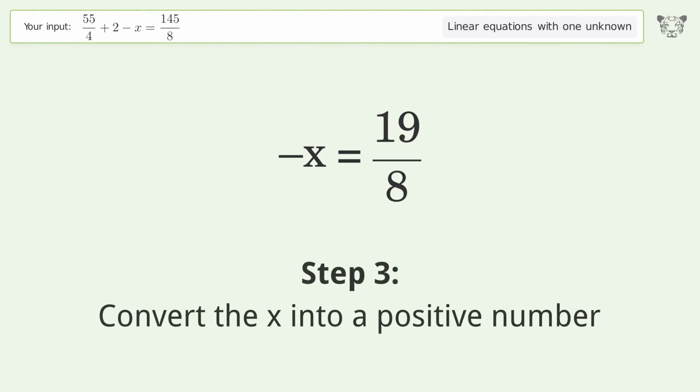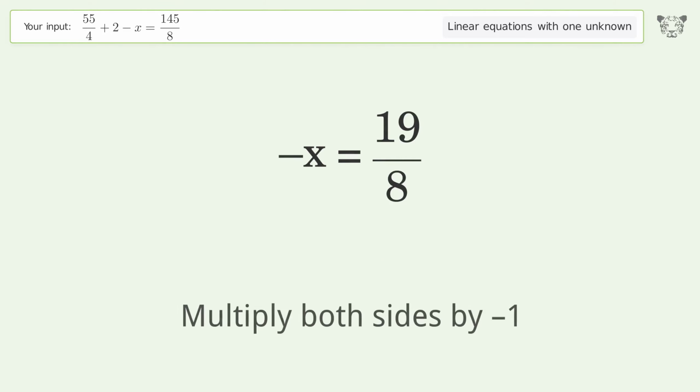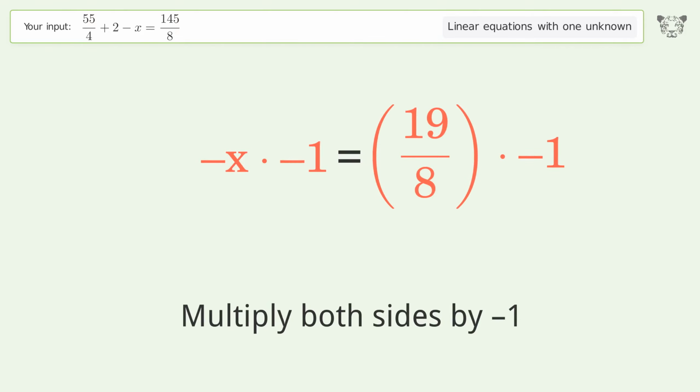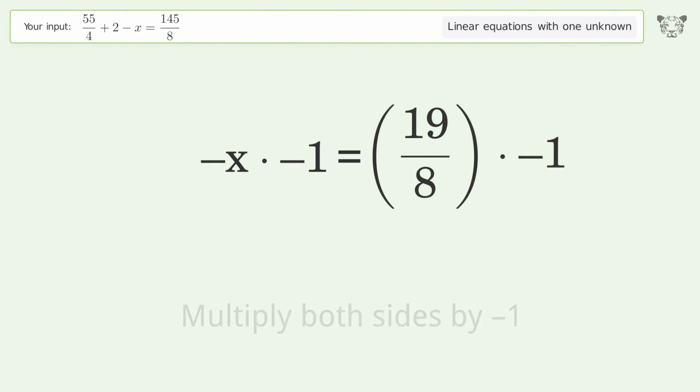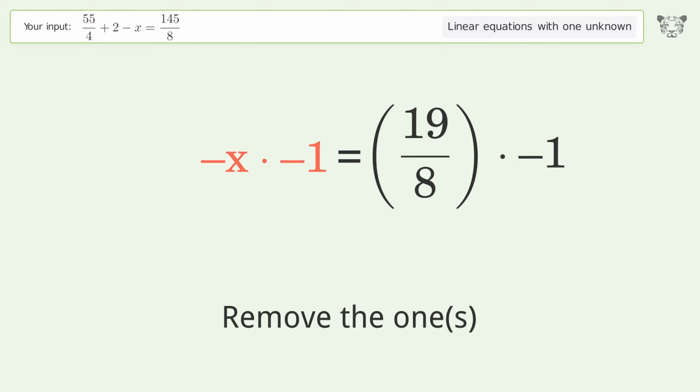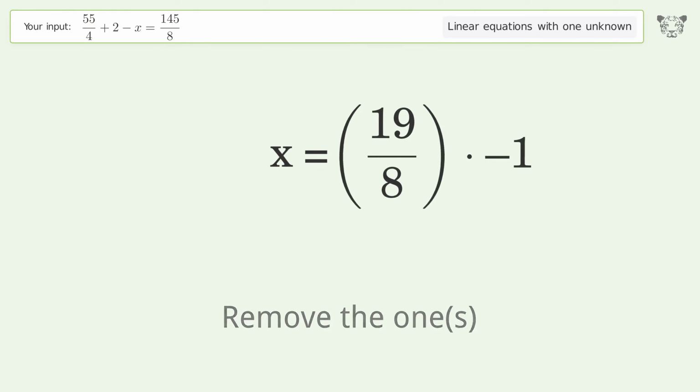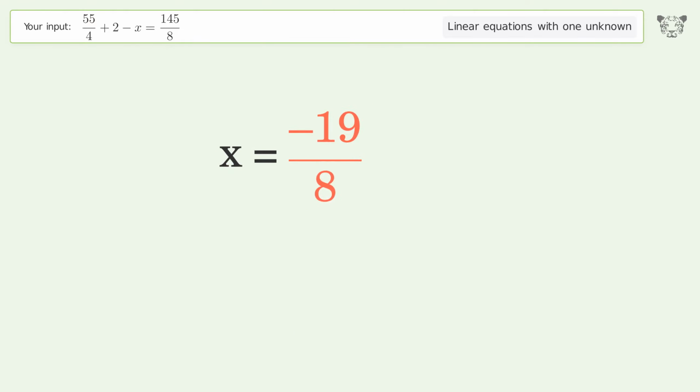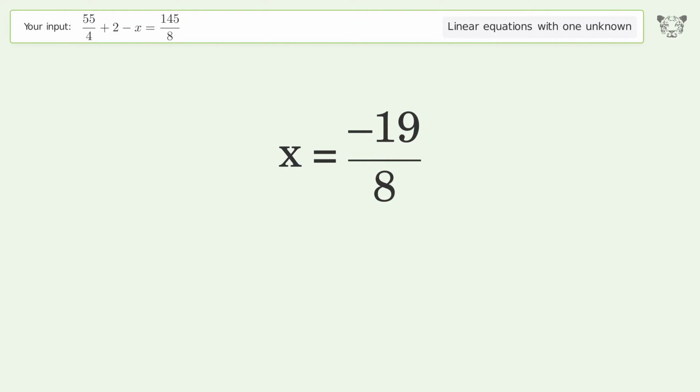Convert the x into a positive number. Multiply both sides by -1. Remove the ones. And so the final result is x equals -19/8.